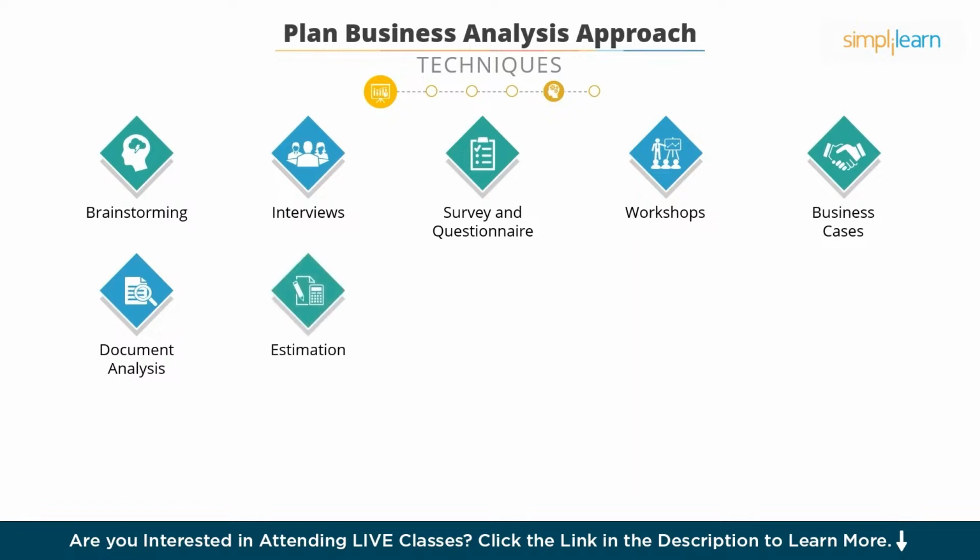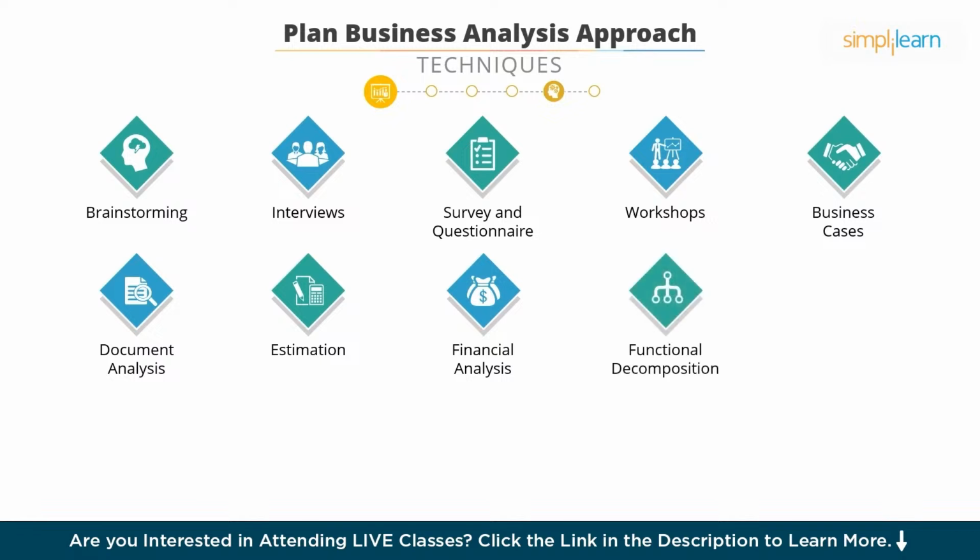Estimation technique is used to determine how long it may take to perform business analysis activities. Financial analysis is used to assess how different approaches affect the value delivered. Functional decomposition technique is used to break down a complex business analysis process into smaller components. Item tracking is used to track any issue raised by the stakeholder while planning the business analysis approach. Lessons learned is used to identify successes and challenges with different business analysis approaches from previous experiences.